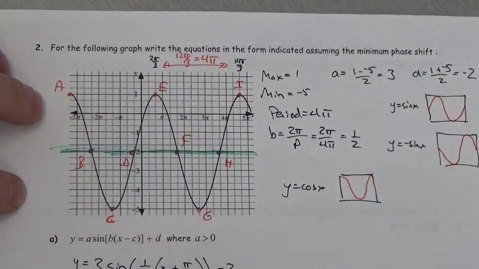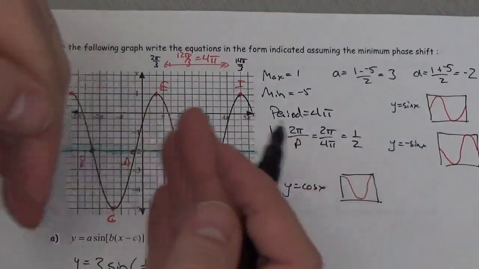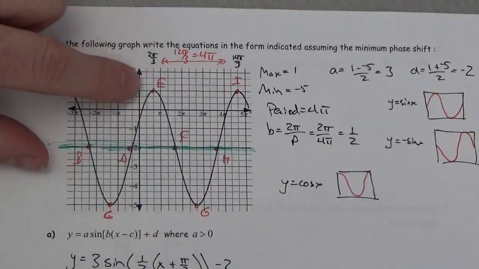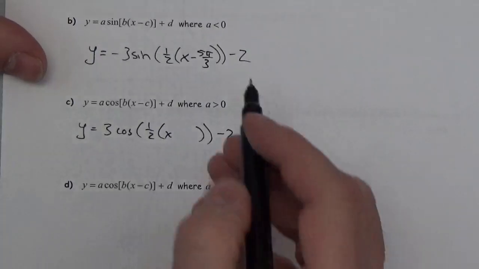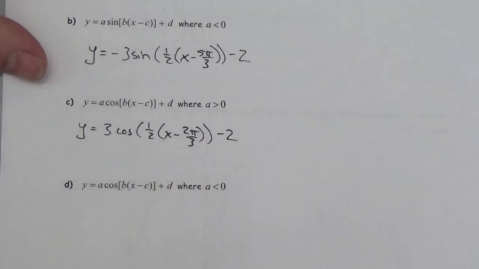Now clearly, E is the closest one to the y-axis, because remember, that's how our phase shift is measured. How far away is something from the y-axis here? Well, E is the closest, and it's 2 units to the left. So it's moved to the left 2 pi over 3's.